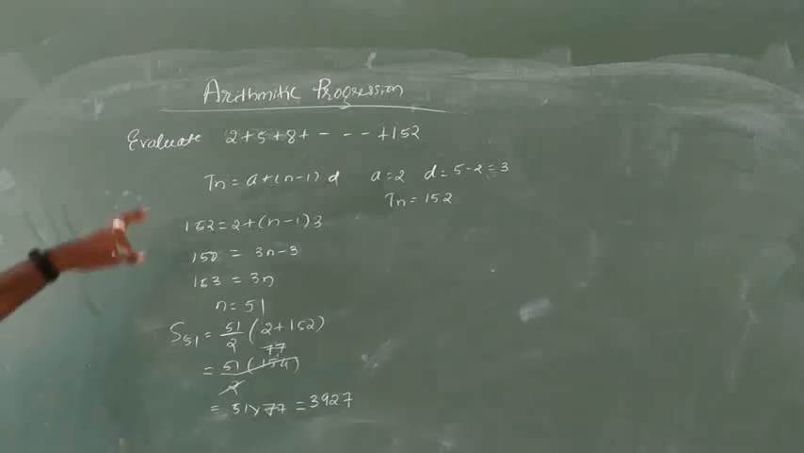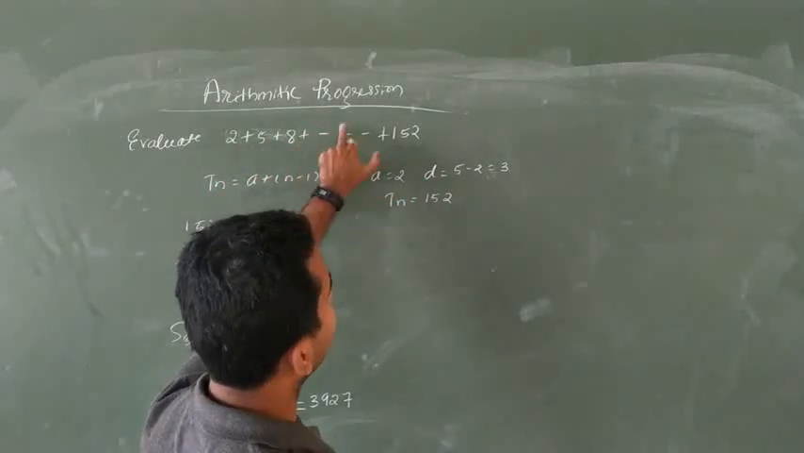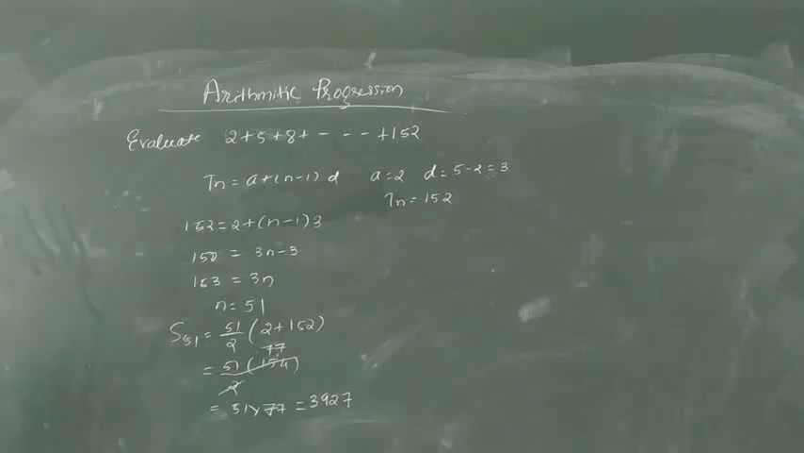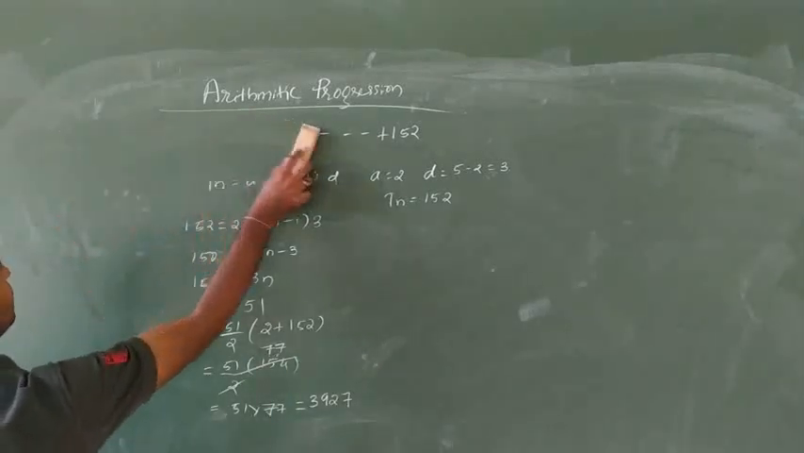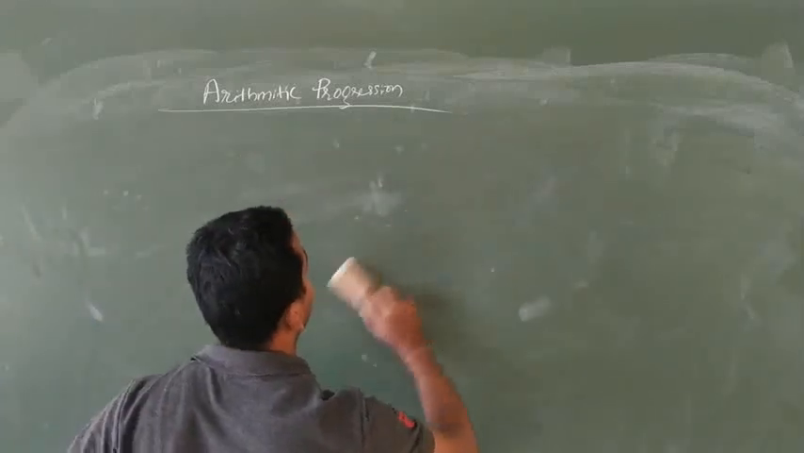The sum of 2 plus 5 plus 8 plus 11, because common difference is 3, plus 14 up to plus 152 is how much? That is 3927. Okay, so this is also one of the simple examples. The examples are very simple.